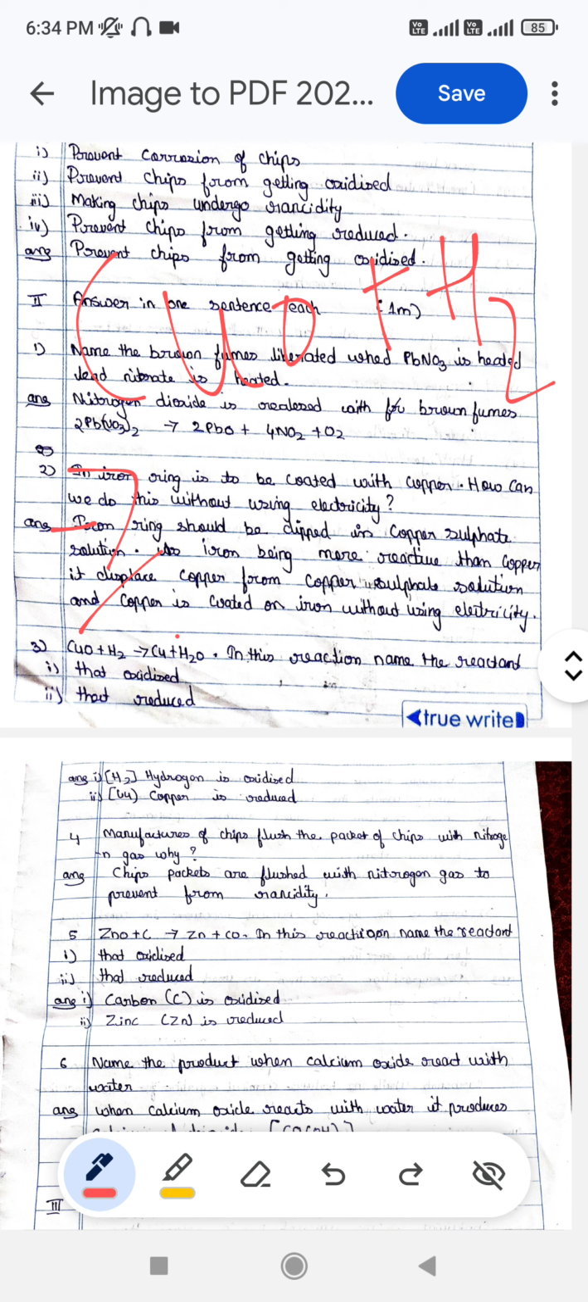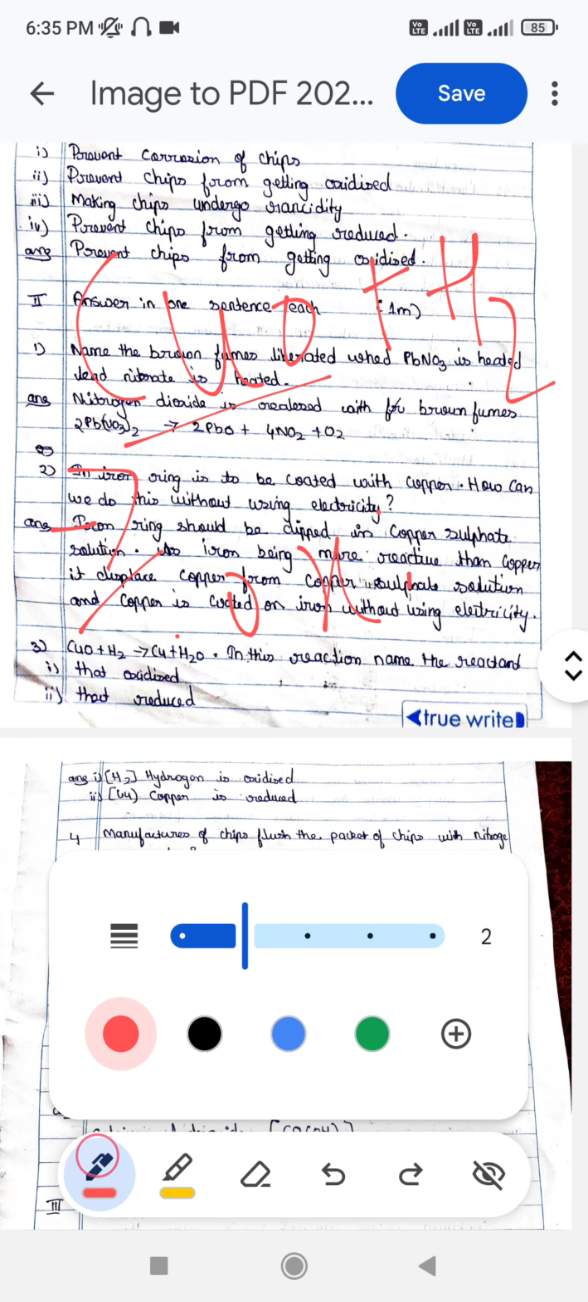What does oxidation mean? The substance or reactant that gains oxygen is called oxidation, and the substance that loses oxygen is called reduction. Here in this reaction, copper oxide is losing oxygen and it produces copper. So what is the reaction here? Again we'll write it here.